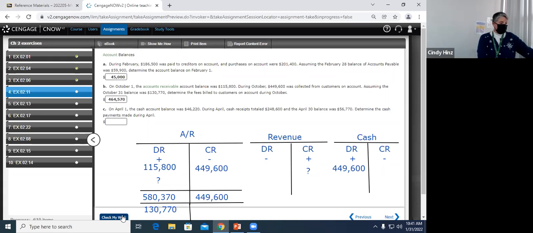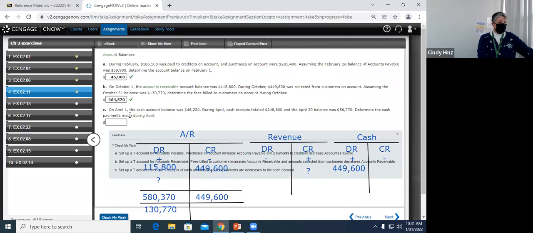To end our class for today, I'm just going to click the check my work button, get our green check marks. When we come in next time, we'll start with letter C and go through that quickly. Feel free to try that on your own. Don't forget you have the rest of the first 3 exercises to complete on your own as well.